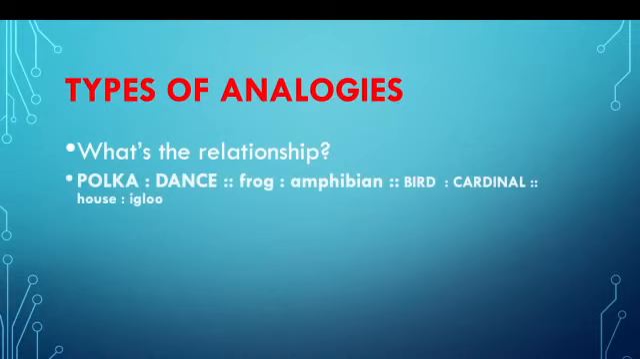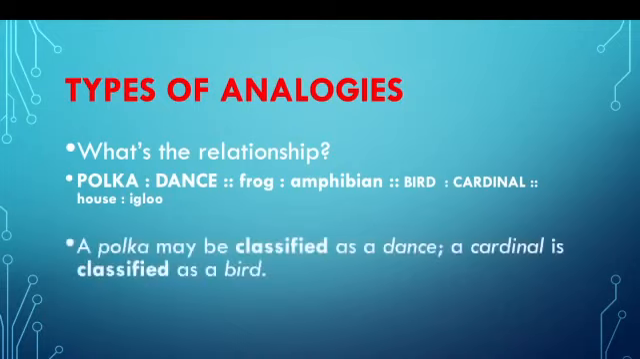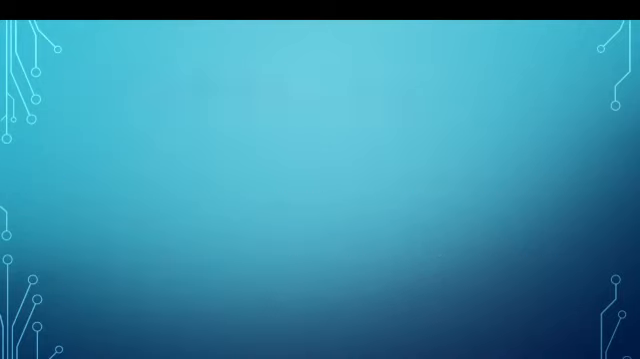Next, what's the relationship? Polka is to dance, as frog is to amphibian, as bird is to cardinal, as house is to igloo. Now, a polka may be classified as a dance, and a cardinal is classified as a bird. And so therefore, all four of these are actually known as classifications. A frog is an amphibian. You'd classify a frog as an amphibian. A house, more specifically, could be an igloo.